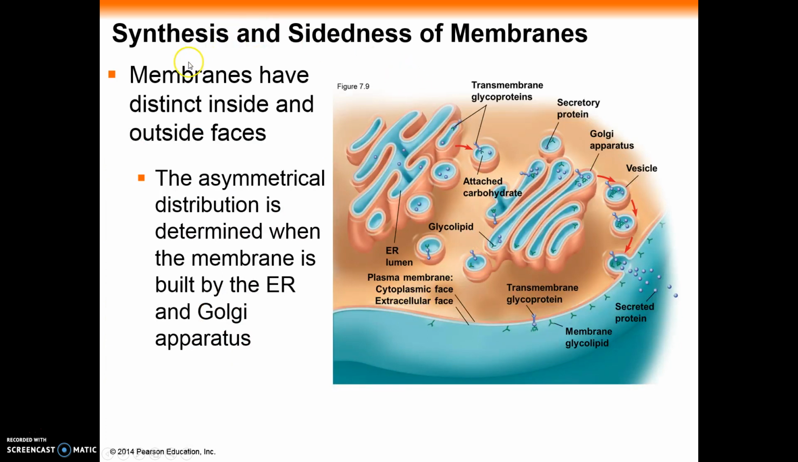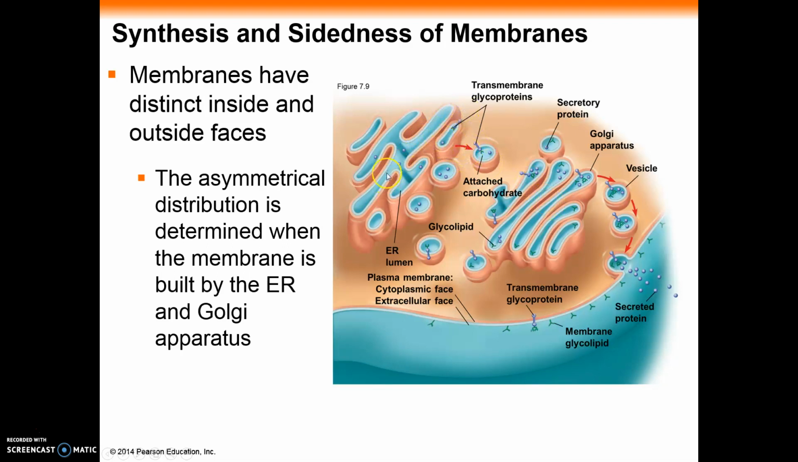Now, something to consider is membranes do have distinct inside and outside faces. So here we can see these lipid bilayers. One layer is painted blue, one is painted red. And the inside and outside is intentionally architected by the cell in order to achieve particular functions.